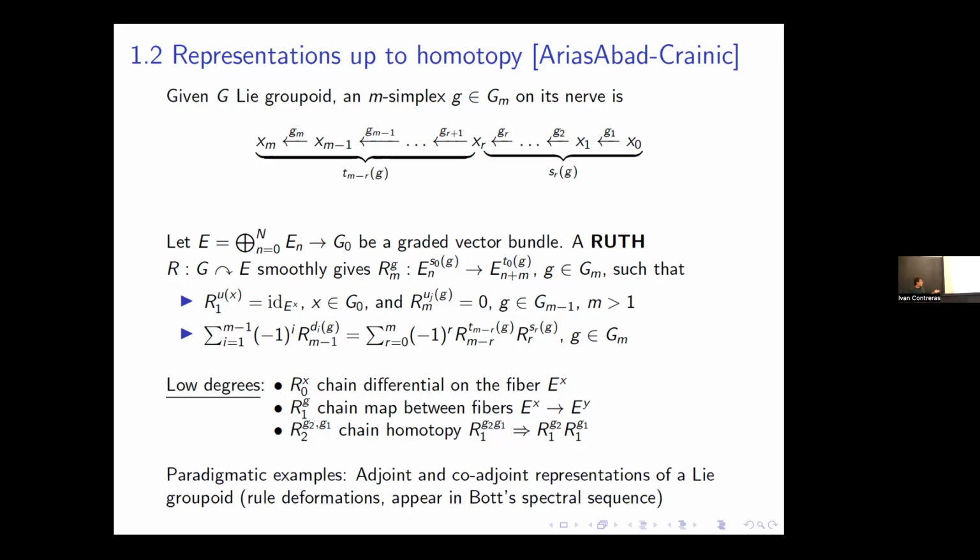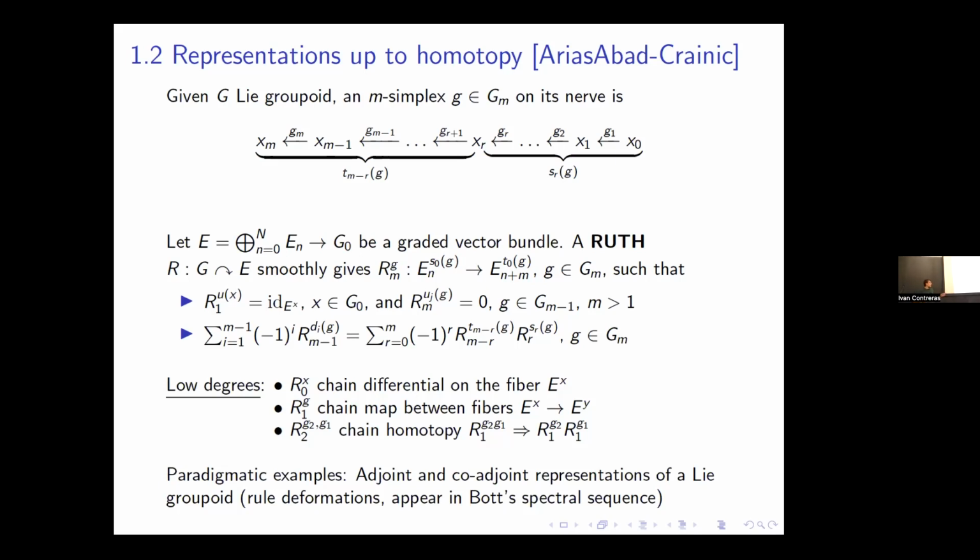So paradigmatic examples are the adjoint and quasi-adjoint representations of Lie groupoids, which were not examples of representations, but of representations up to homotopy. And these particular examples are very important because they rule deformations and they appear in both spectral sequences that were developed also by Camilo and Marius.